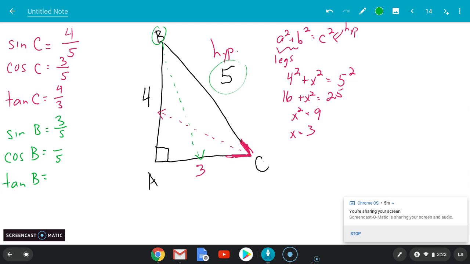How about cosine of B? Again, what sides are adjacent to angle B, in other words, help create the angle? These two sides here, but as we said before, this side right here is not considered to be adjacent because it's a special case. It's the hypotenuse. So it would be 4 over 5. And for the last one, tangent, opposite over adjacent, 3 over 4.